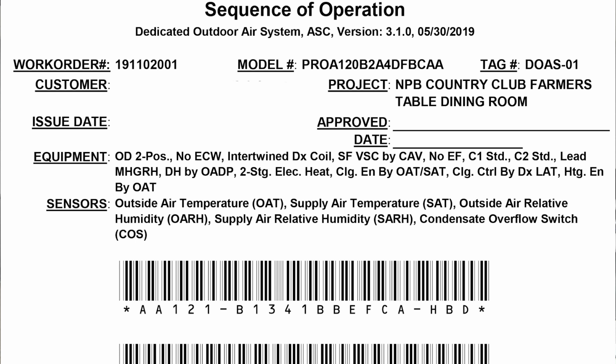As we look at the document, you'll see at the top that it's of course named the sequence of operation. Below that, you will see the work order number, which actually is the serial number of your unit. The model number, the tag, who the customer is, the name of the project, the issue date, and who actually approved the sequence of operation.